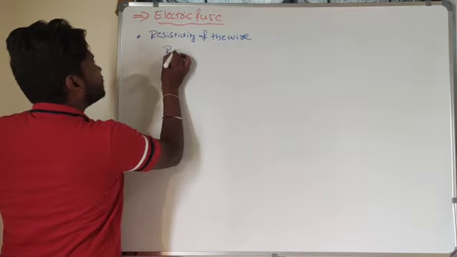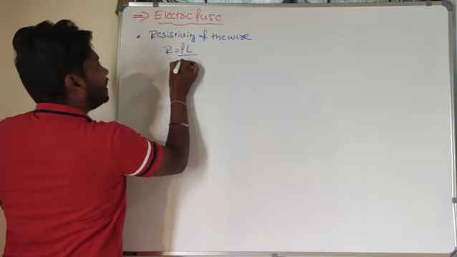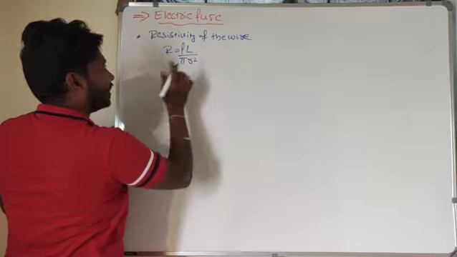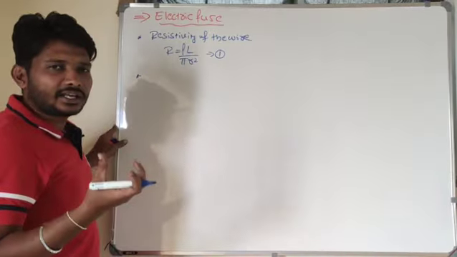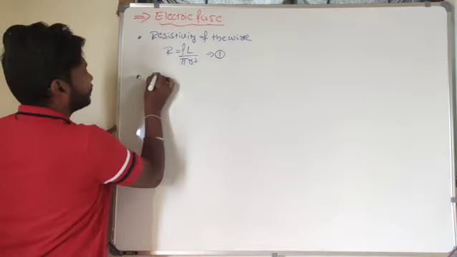So R is equal to rho into L by A. A means pi R square. I can take it here. And energy I can consider. So that energy is nothing but a heat energy.